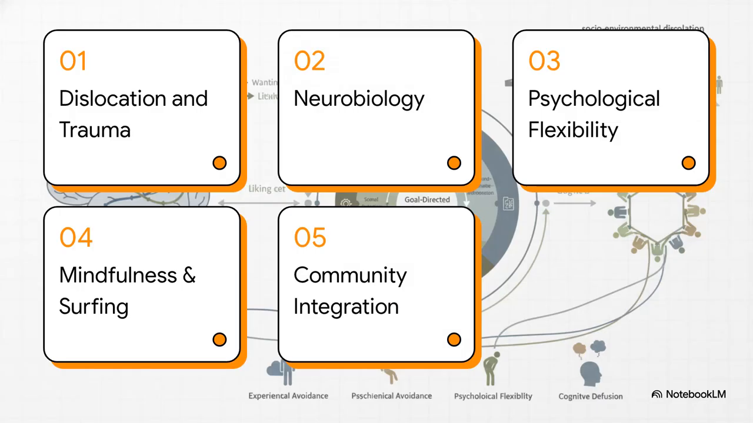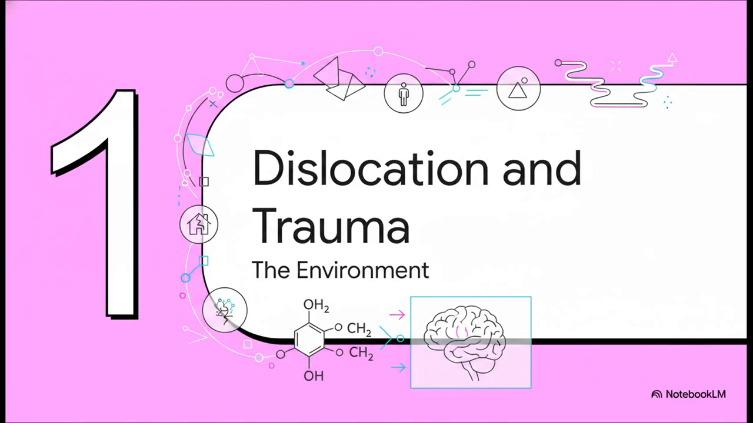Okay, let's just dive right in. Here is our syllabus for today. We'll be covering dislocation and trauma, the neurobiology of compulsion, psychological flexibility, mindfulness and urge surfing, and finally, we'll wrap up with community integration. Starting off with Section 1, Dislocation and Trauma.